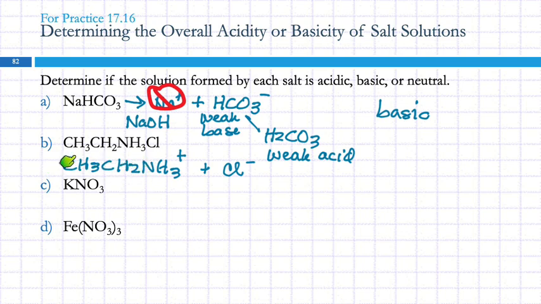Well, that's not the counter ion of a strong base, is it? So this is going to act as an acid. What's the conjugate acid for this guy? HCl, which is a strong acid. So because that's strong, this one doesn't do anything. So this solution will be acidic.